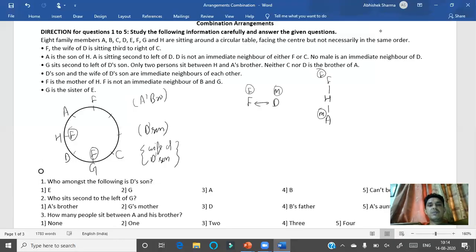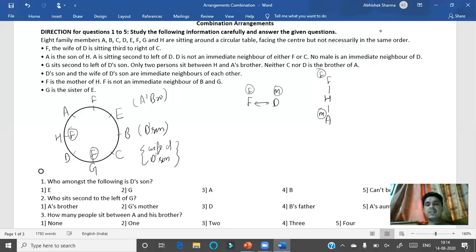F is not an immediate neighbor of B and G. That means B must be here. And the place and the person that is remaining is E. So that means E will definitely be here.